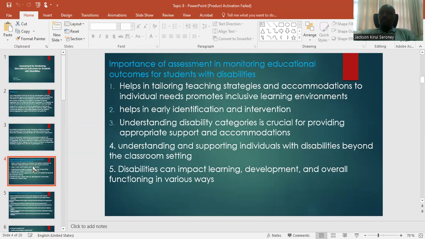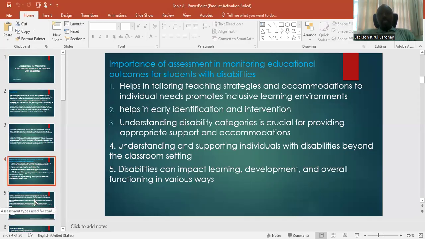Begin with the importance of assessment in monitoring educational outcomes for students with disabilities. One, it helps in tailoring teaching strategies and accommodation. Two, it helps in early identification and intervention. Three, it helps in understanding disability categories. And four, understanding and supporting individuals with disabilities beyond the classroom setting. And also, we need to be aware that disabilities can impact learning, development, and overall functioning in various ways.